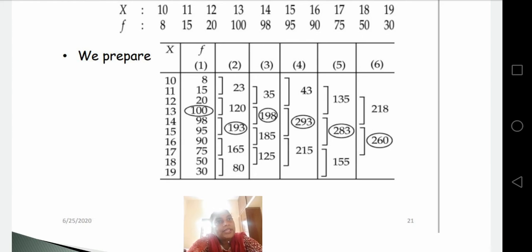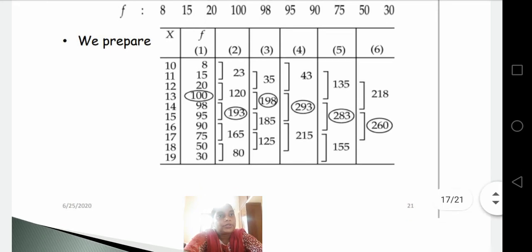Next, we add the first value and the second value. That means 8 and 15 are added, 23. Then 20 and 100 is added, 120. That is we are grouping it. 98 and 95 we added, 193, and so on. So 90 and 75, 165. 50 and 30 is added, 80.